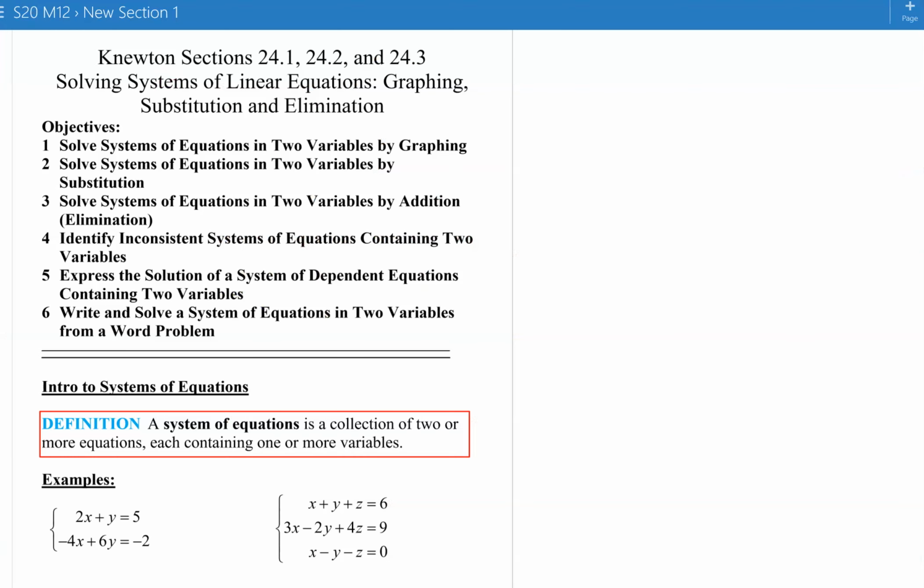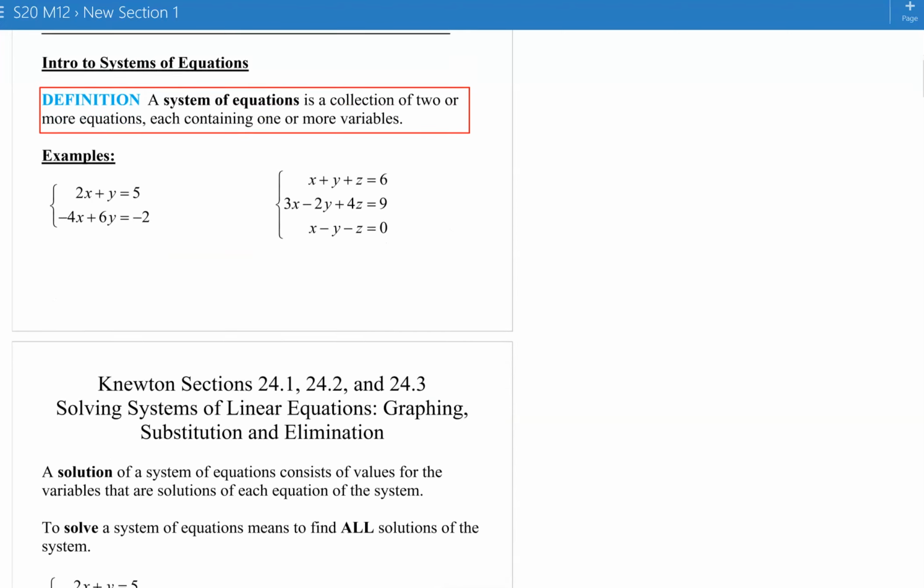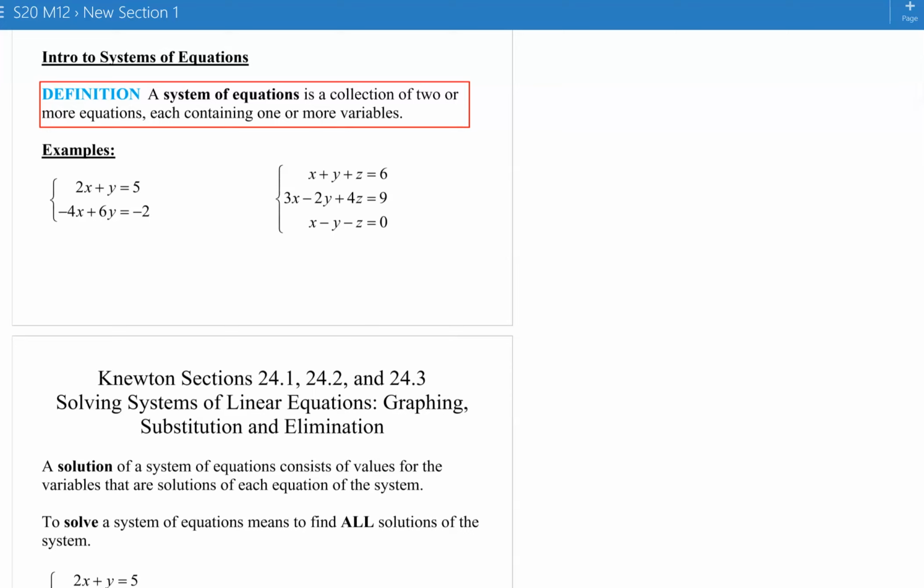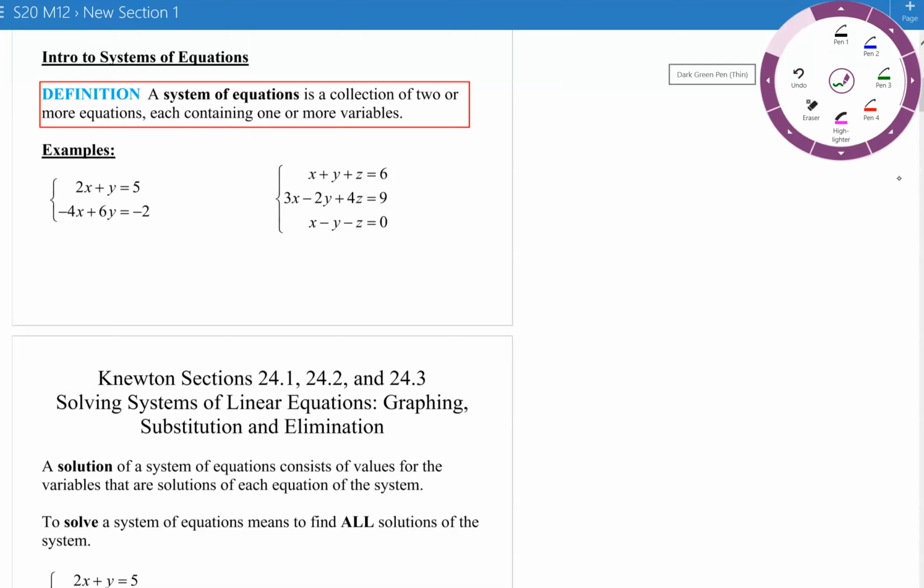So 24.1, 2, and 3 is a review of some work on linear equations that you would have done in earlier algebra courses, but I just wanted to do a little review of those and make sure you have the language that you need. So a system of equations is a collection of two or more equations, each containing one or more variables, and the variables are linked in the two equations.